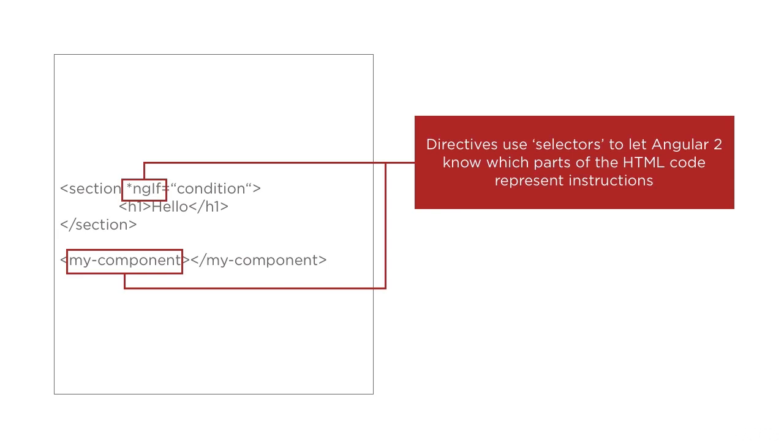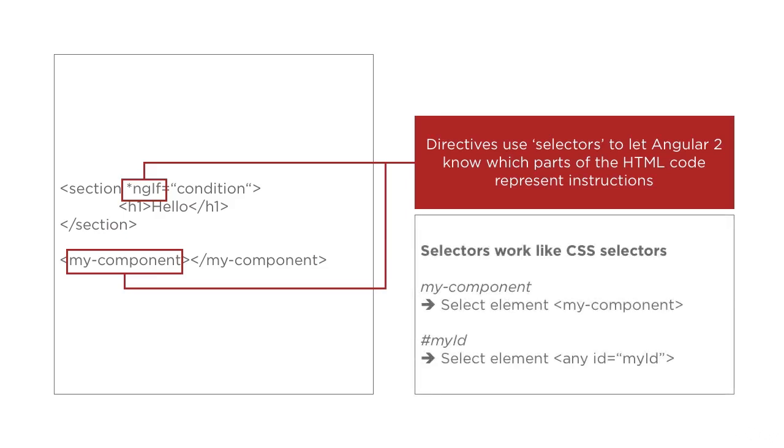Well, we tell it about these selectors. You saw this for components where we registered them in the declarations array in app module. And these selectors work like CSS selectors. So we use my component, for example, typically for components, but you could also use hashtag myID to select any element which has an ID of myID. I also showed this before.